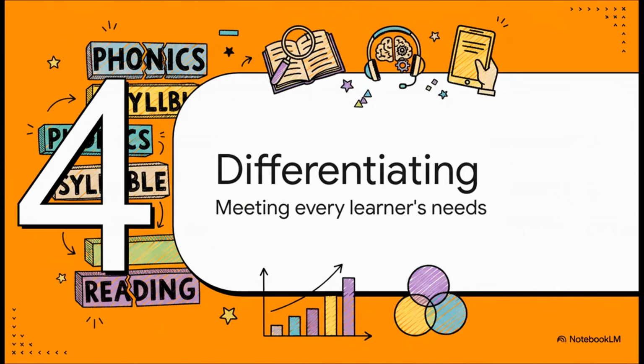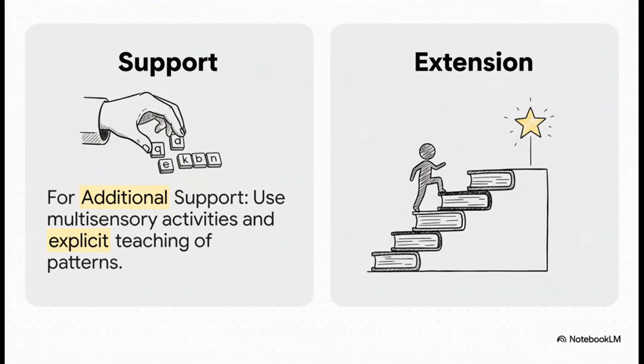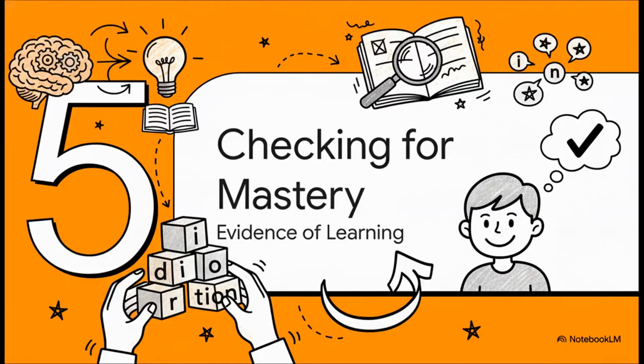Of course, we all know that our classrooms are filled with a whole range of learners, right? So let's talk about how to differentiate this instruction to meet everybody's needs. For your students who need a bit more support, really lean into those multisensory activities. Using magnetic tiles to physically build words is great. For students who are ready for a challenge, you can push them into some advanced word study. You could introduce them to Latin roots and have them explore word families like elect, select, and collect.